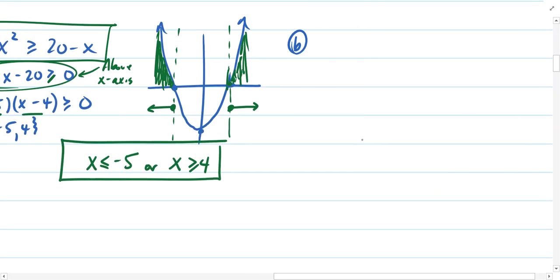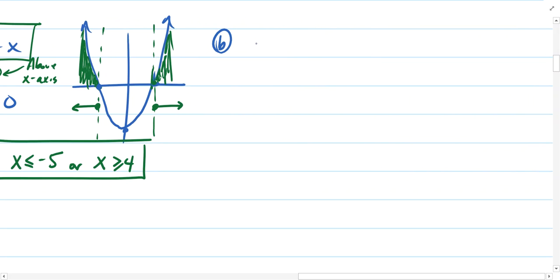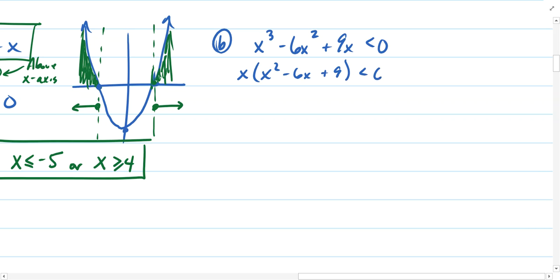With part B, we can do pretty much the same thing, only this time we're dealing with a cubic. But it is nice that this equation was already set up and isolated so that we could essentially graph it as it is. So I still like to factor these, and I notice that x is a common factor, and we have x squared minus 6x plus 9 less than 0, and x times x minus 3 squared, or x minus 3 two times.